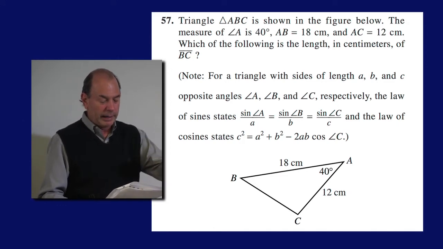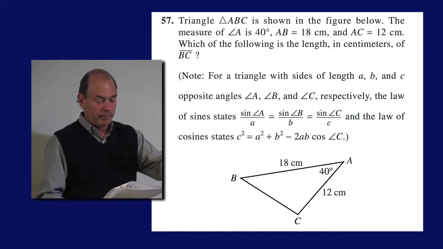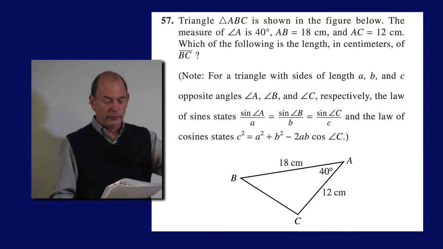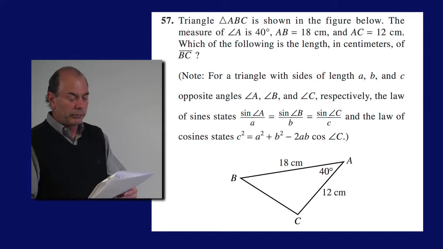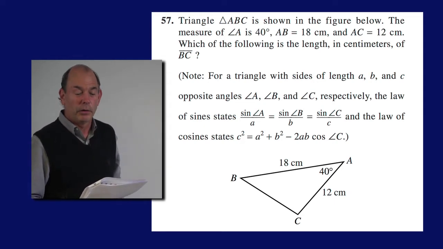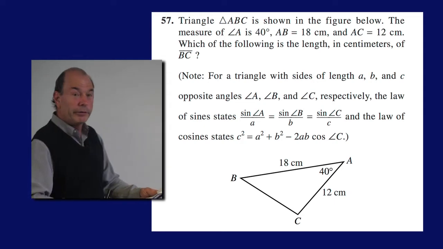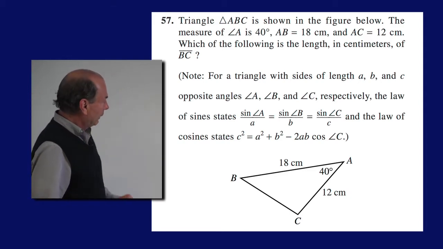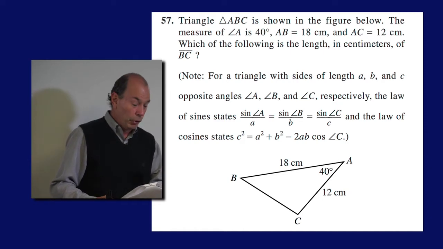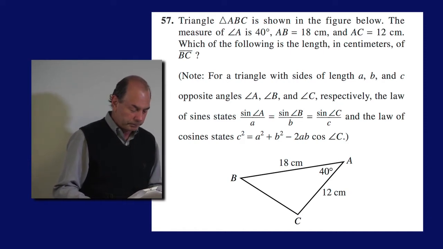It states that sine A over length a is sine B over length b is sine C over length c. And the law of cosines states c squared equals a squared plus b squared minus 2ab cosine angle C. Woo! Very, very scary and very complicated looking. Very simple question though. Again, like we did last time, do we need both formulas? No, we only need one of the formulas.